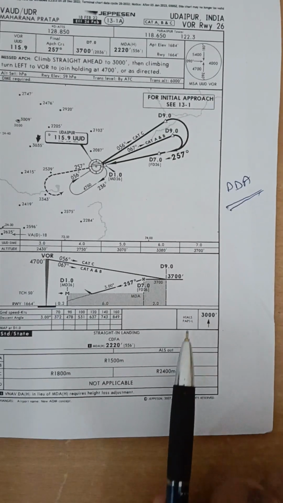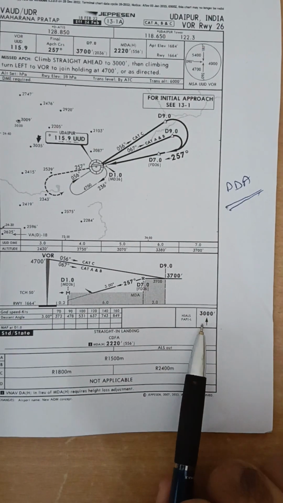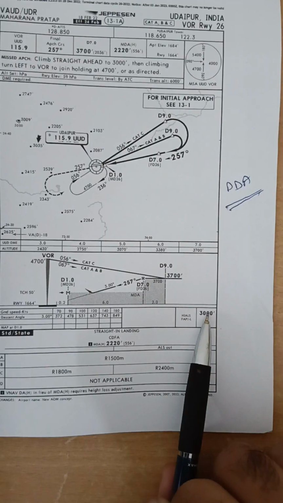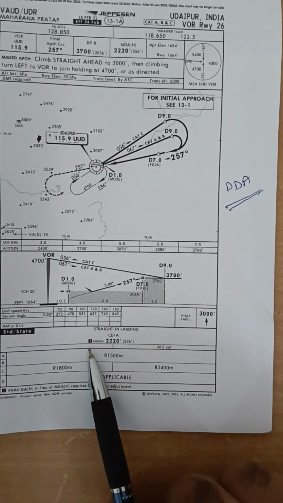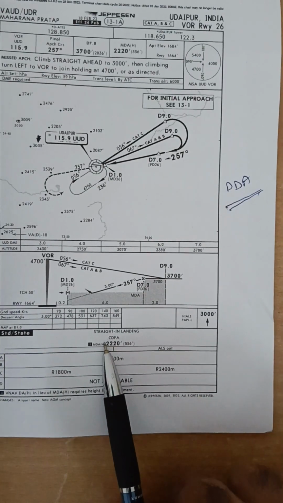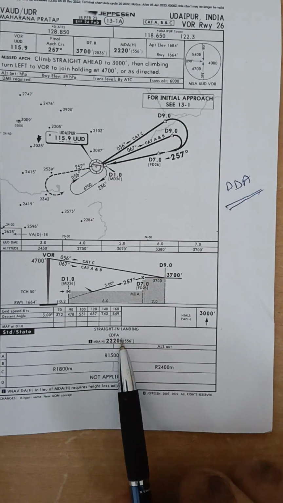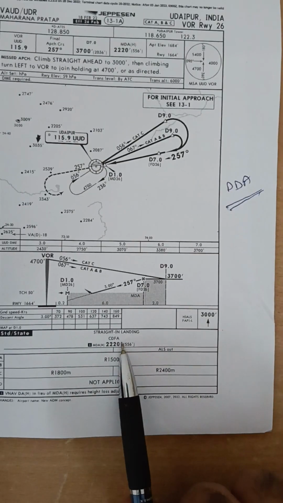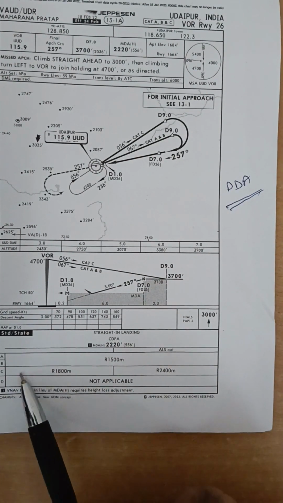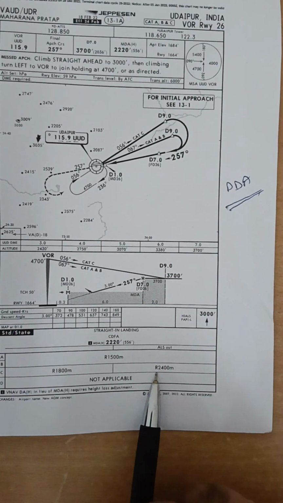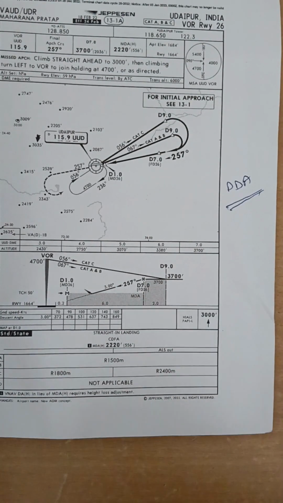High intensity approach lighting system, PAPI on the left. Missed approach procedure, 3,000 feet, climb straight ahead. Straight landing, continuous descent final approach. These are the minimas, 2,220. This is without the buffer of height loss adjustment, so we're going to add the buffer to this. Now Cat A and B have an RVR requirement of 1,500 meters, Cat C has 1,800 meters, and with the approach lighting system out, 2,400 meters, and Cat D is not applicable.